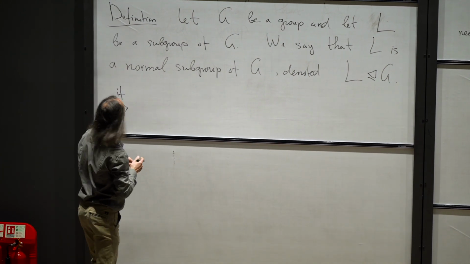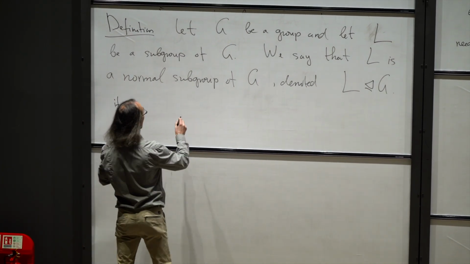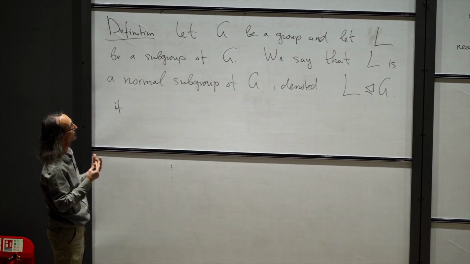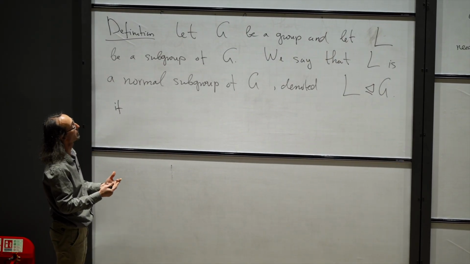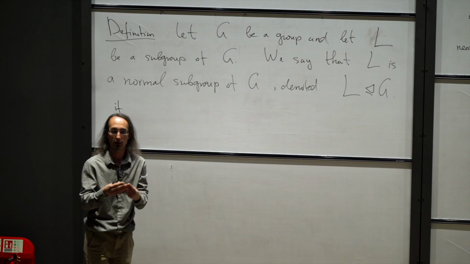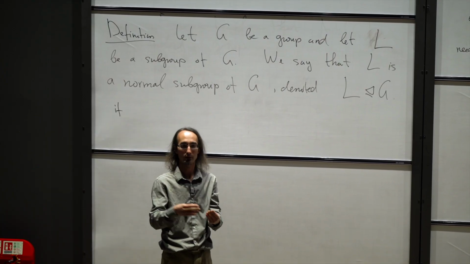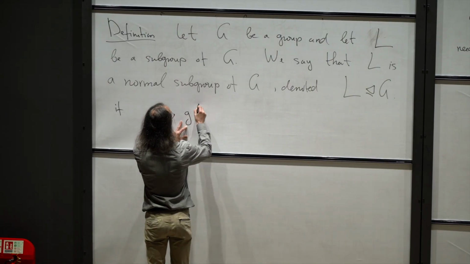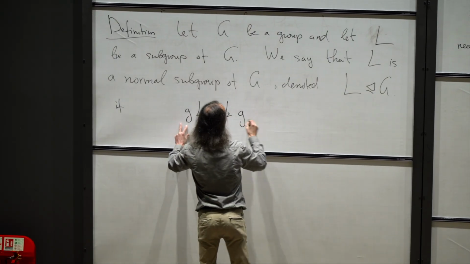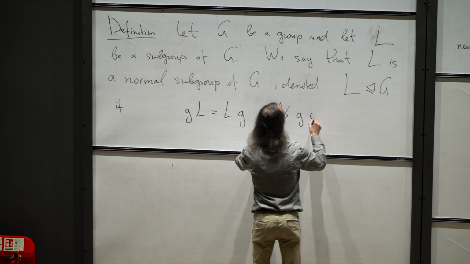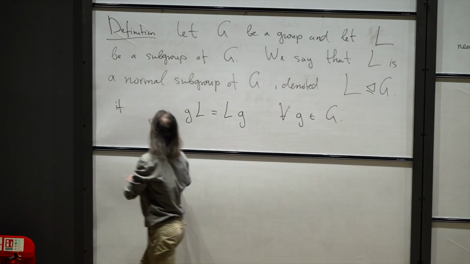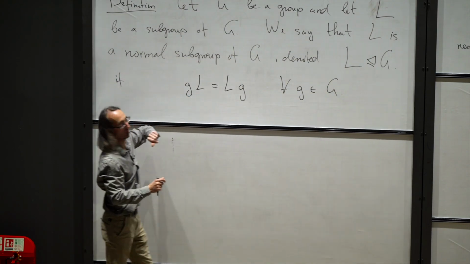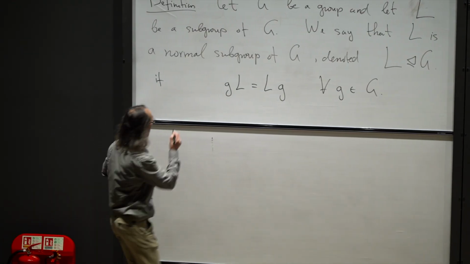If the following is true, well, in fact, there are several equivalent properties of being normal. Let's start with the one that is easy to remember. Every left coset is equal to its right coset. Namely, gL is equal to Lg for any g in G. So the left cosets are the same as the right cosets. That's easy to remember.